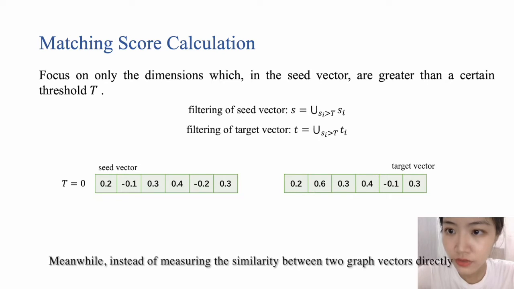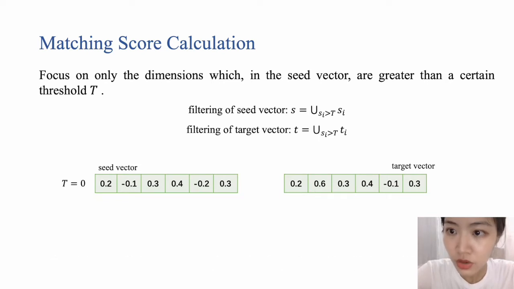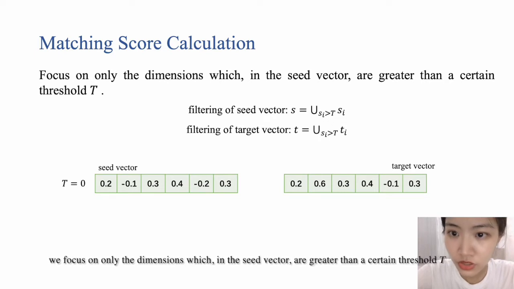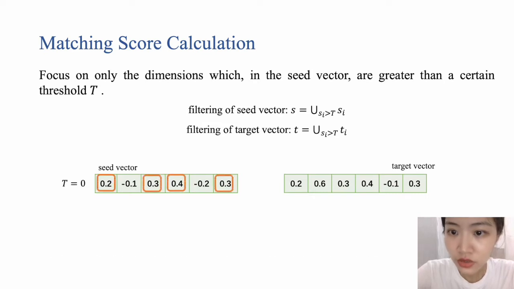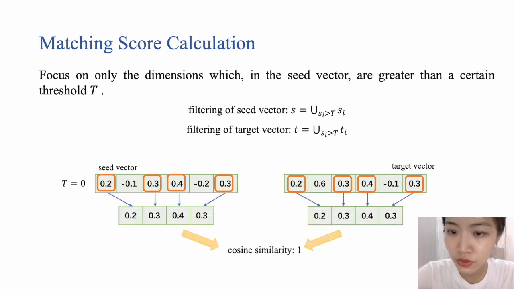Meanwhile, instead of measuring the similarity between two graph vectors directly, we focus on only the dimensions which, in the seed vector, are greater than a certain threshold t. Those dimensions are extracted to form two new vectors that are used to calculate the matching score.